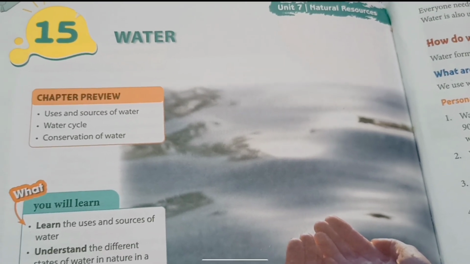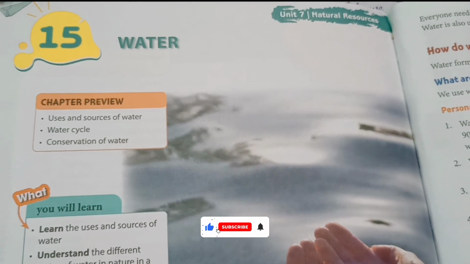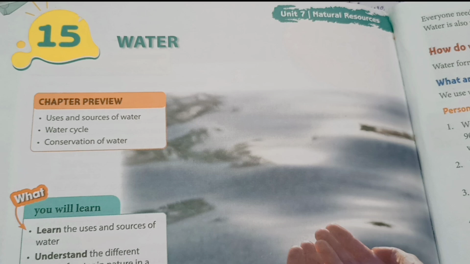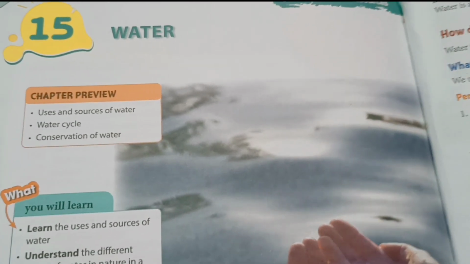Today I am going to give you the question answers, the inside question answers from the chapter Water. This is from the class 6 science book, West Bengal board, chapter number 15. So let's start.